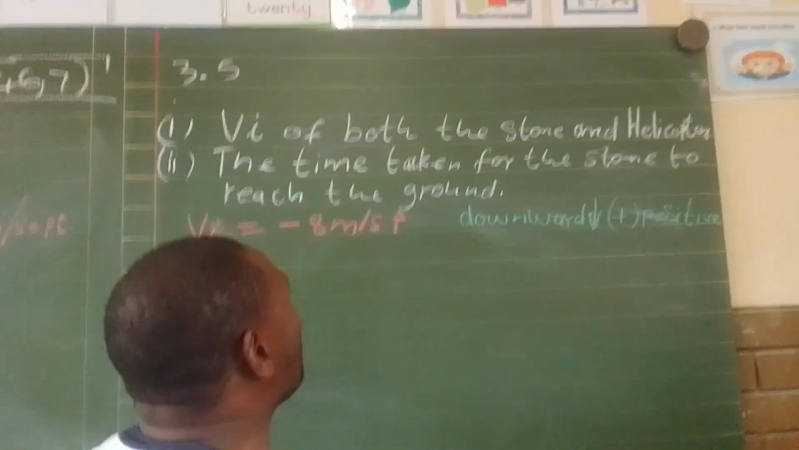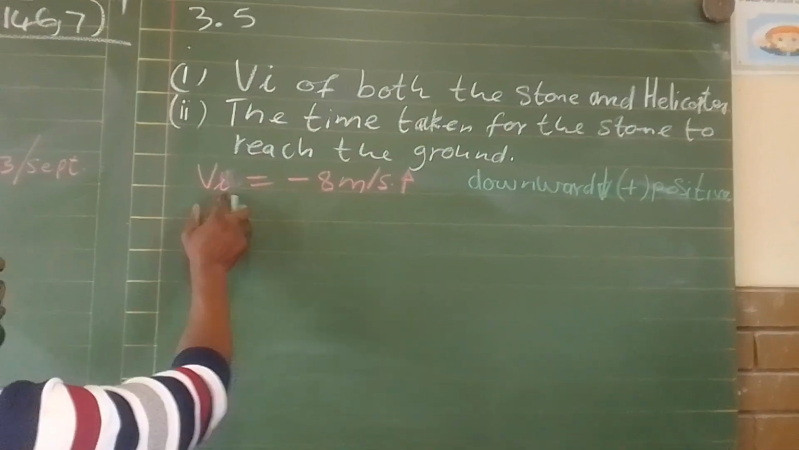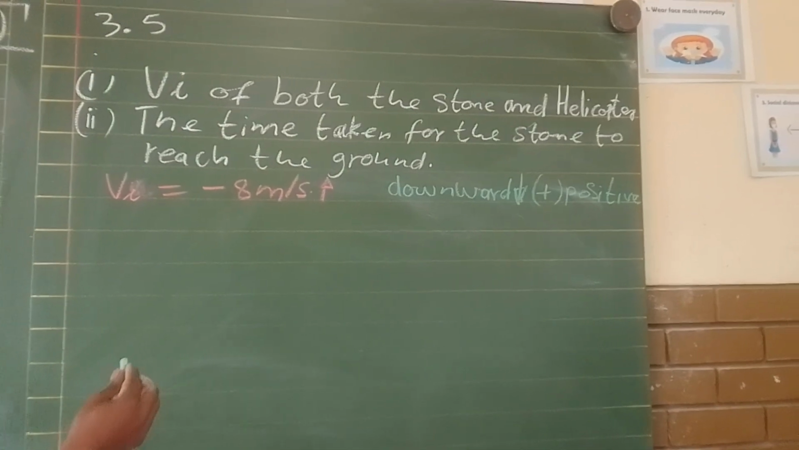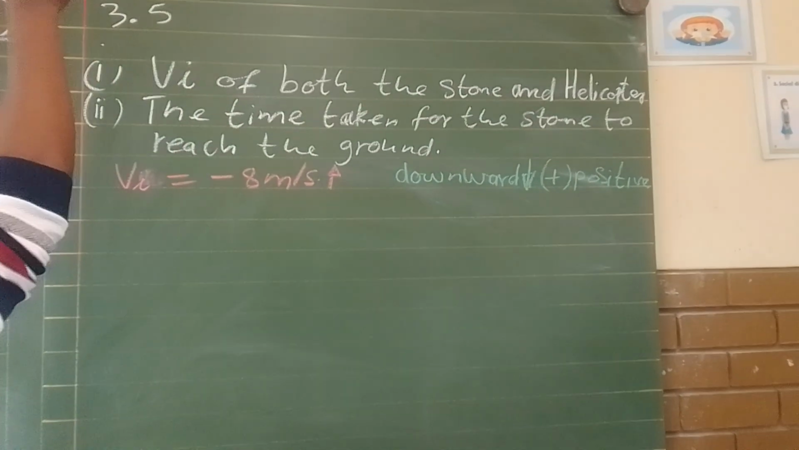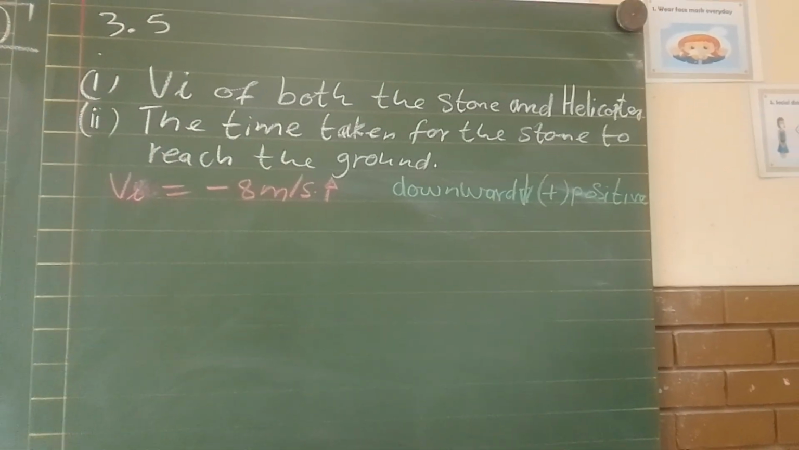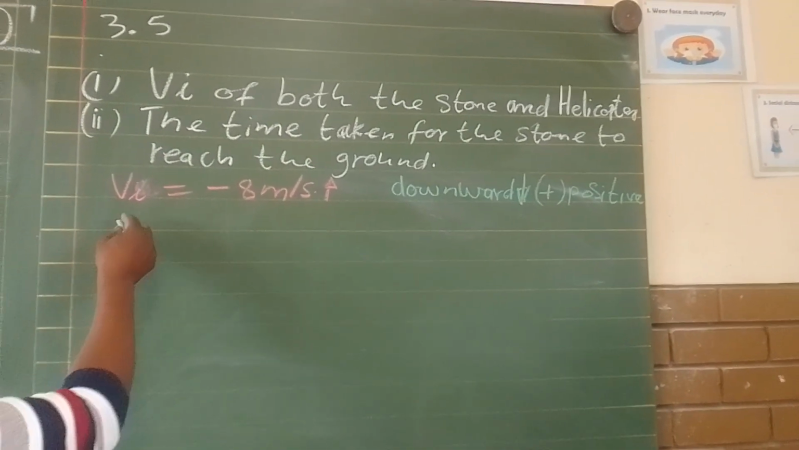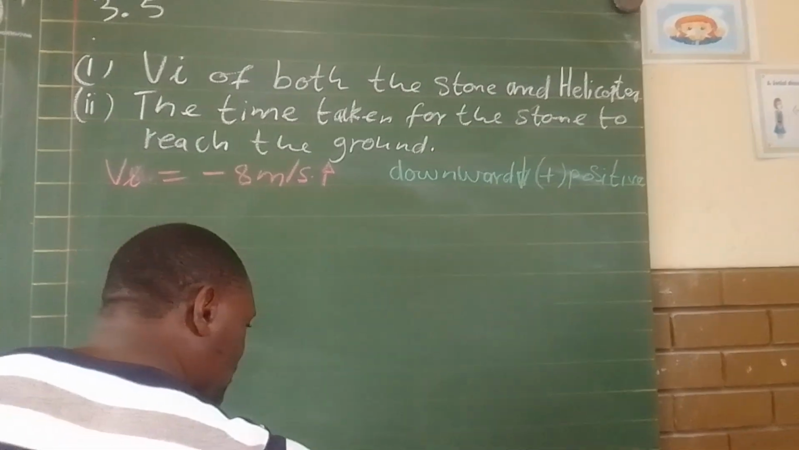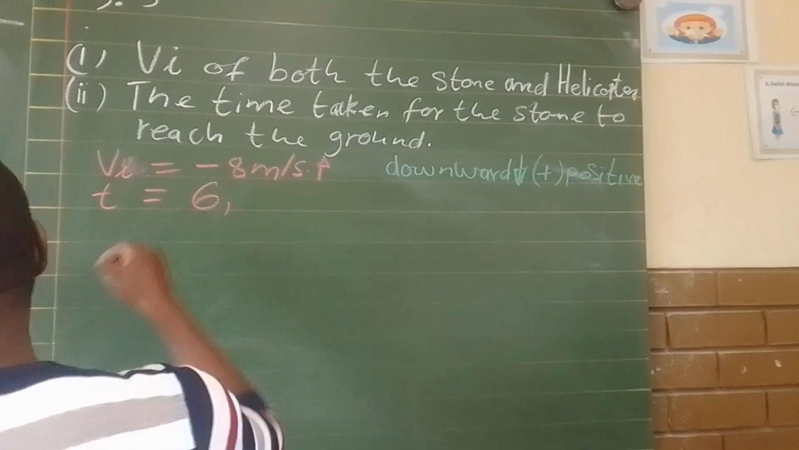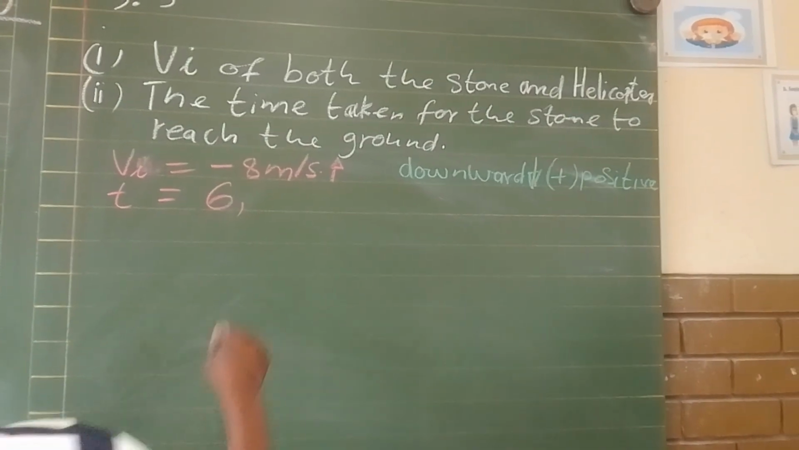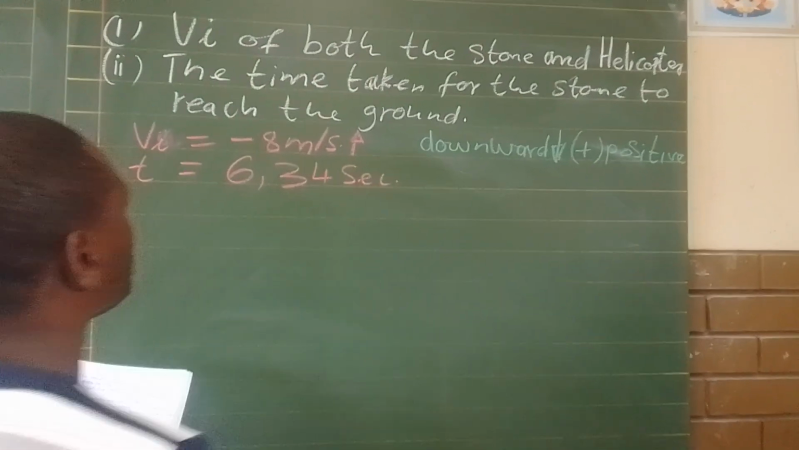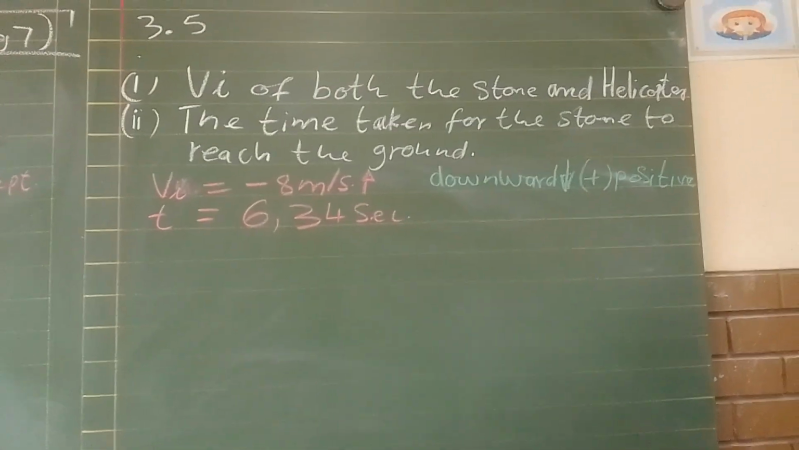If you keep this in mind, then you will understand why you have VI as negative 8 meters per second, because the helicopter was going upwards, and so the stone is going upwards. And what else do we have? We have calculated time as 6,34 seconds.